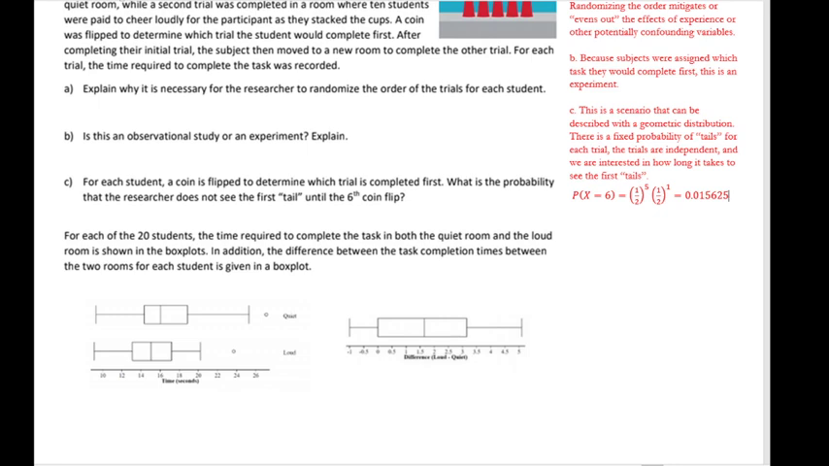I'll pause for questions before moving on to analyzing the box plots here. All right. For each of the 20 students, the time required to complete the task in both the quiet room and the loud room is shown in the box plots. In addition, the difference between the task completion times between the 2 rooms for each student is given in a box plot.